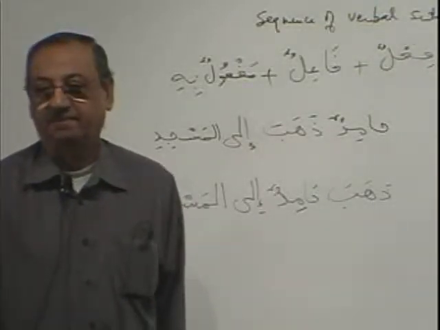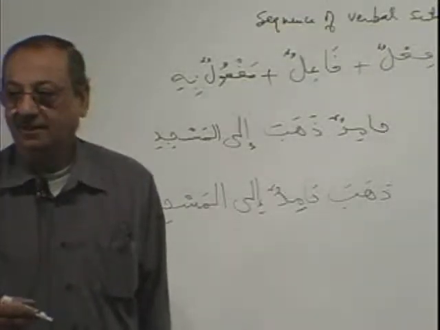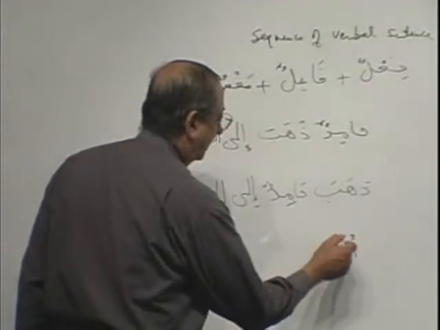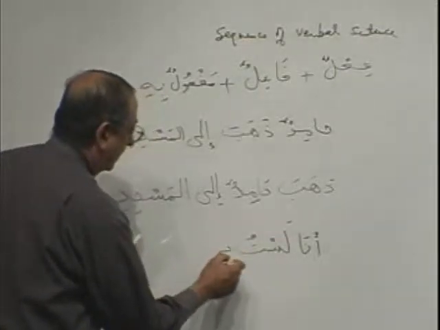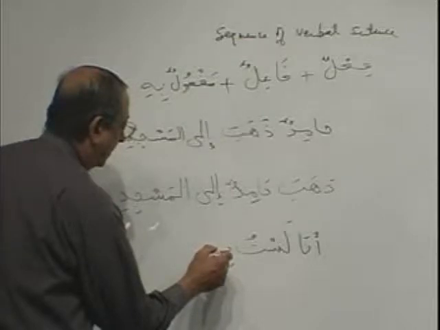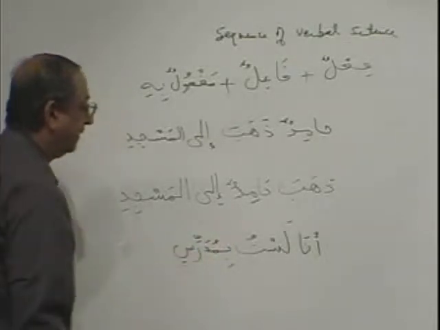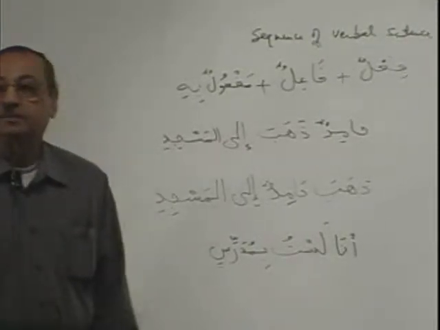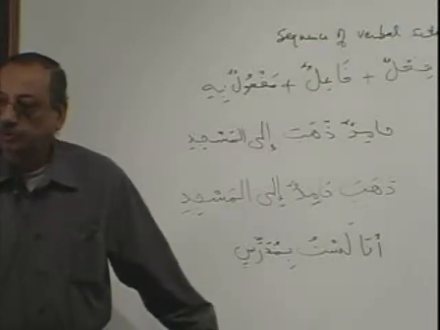Similarly, Laysa. When you have a Laysa, the Ism Laysa will come afterwards. It will come afterwards. If I say Ana lastu bi mudarrisin. So Ana, what is Ana, brothers and sisters? Mubtada. Then we have Lastu. There is a fi'l Laysa in it. Okay? And where is the Ism Laysa? Tu. Are you with me?